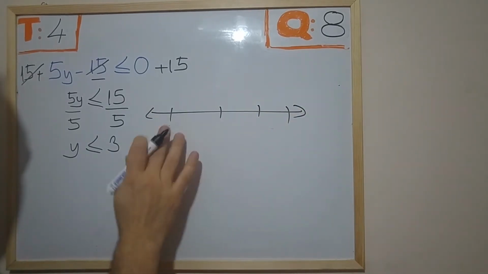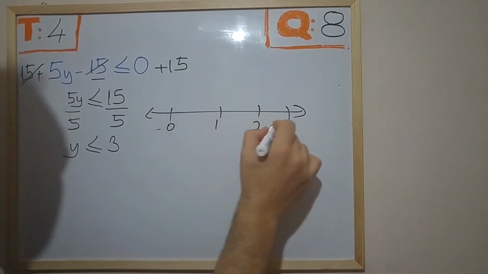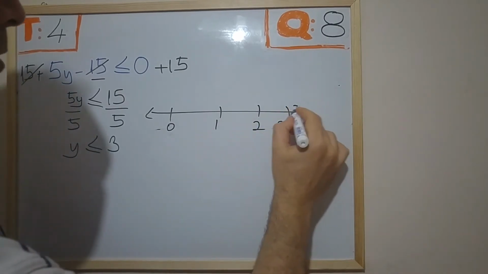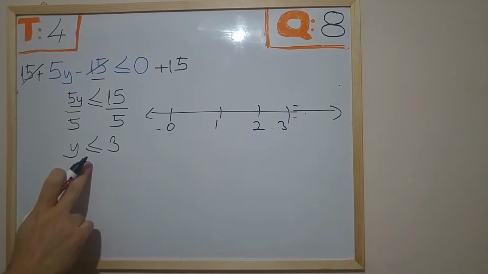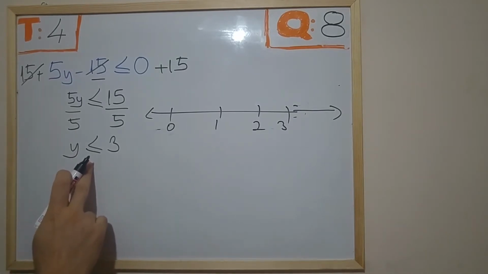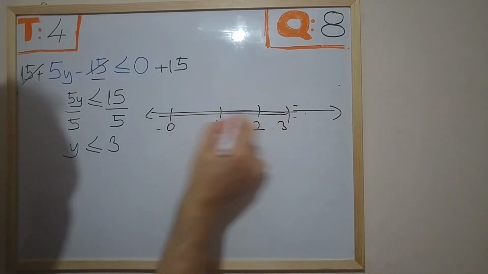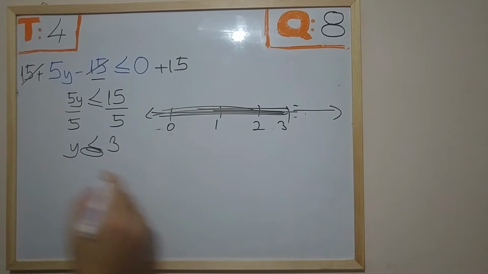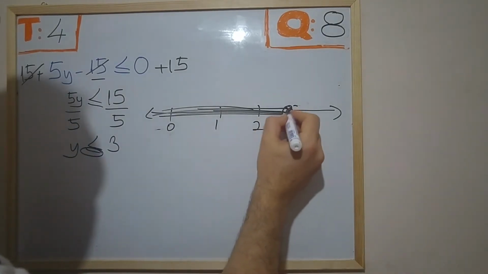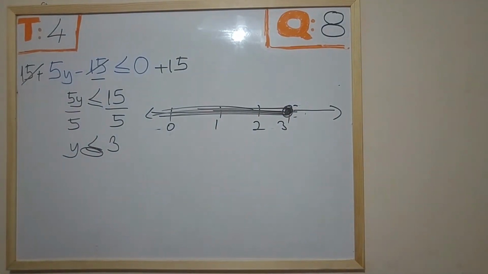Minus, and let's say it's 0, 1, 2, 3. I should have drawn it a little bit longer. My answer must be y is less than 3, which covers this area, and it is equal to 3 too, so 3 is included too. This is the answer.